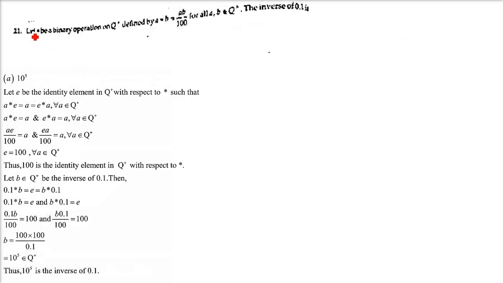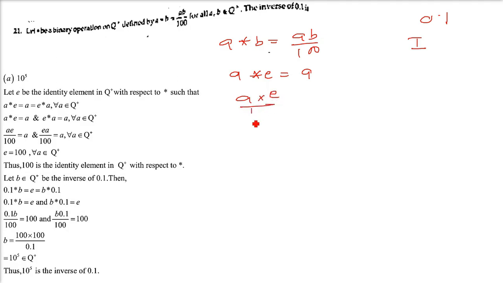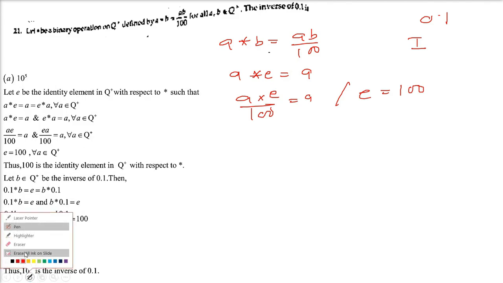Let's start with the binary operation on Q plus, defined by A star B equals AB by 100 for all A and B belonging to Q plus. Find the inverse of 0.1. In order to find the inverse, we have to find the identity element. When we operate A with E, A should come back. So A star E will be A into E divided by 100, and this is equal to A. From here, E equals 100, because A gets cancelled. Now the identity element we have found, E or I you can call it.